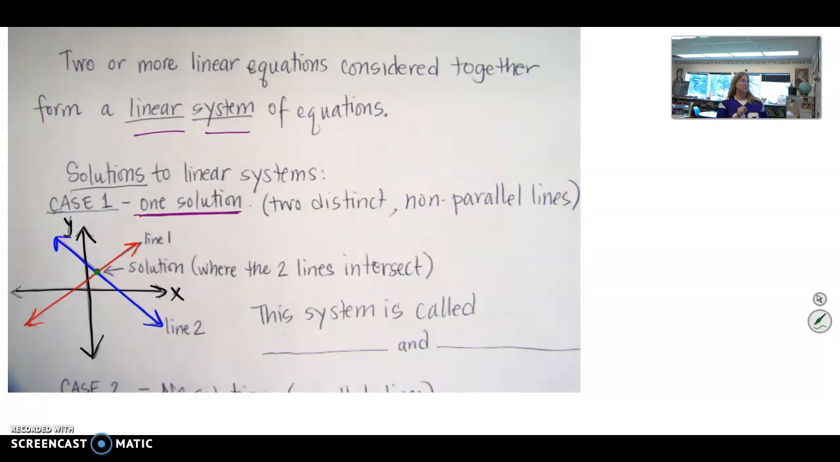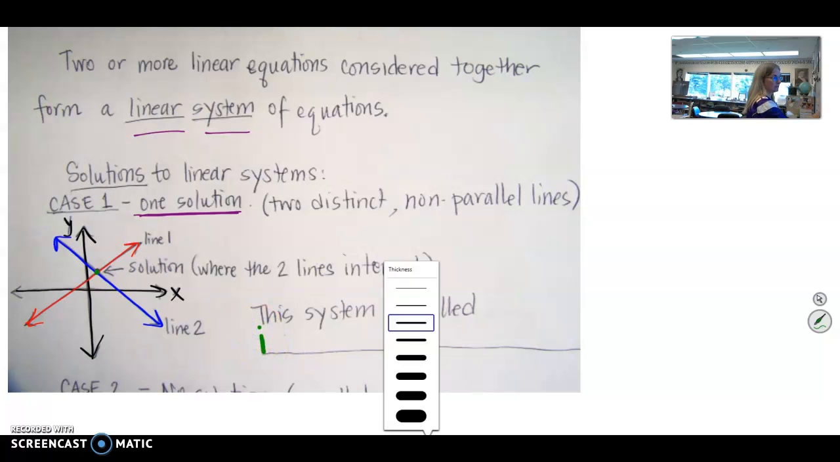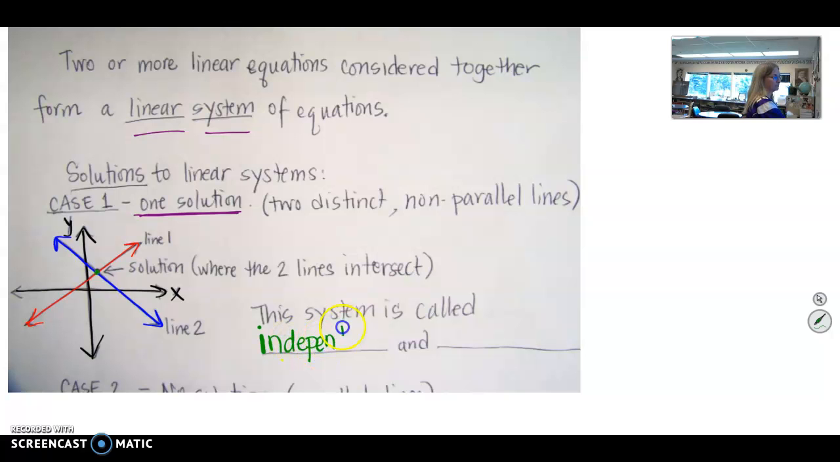So that XY ordered pair would lie on both of those lines and be a solution to both of the linear equations. This type of system is called independent because the lines are distinct from one another. And it is also called consistent because there is a solution, one single solution to this scenario.